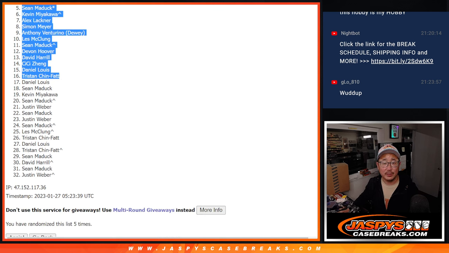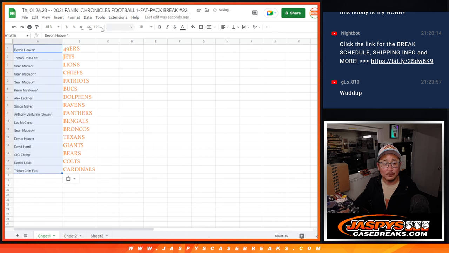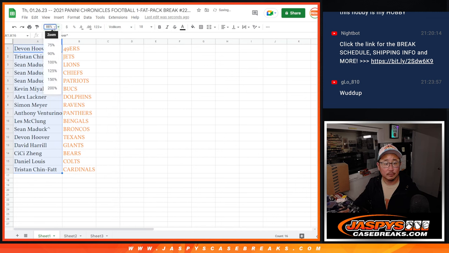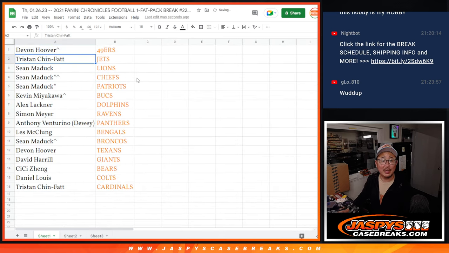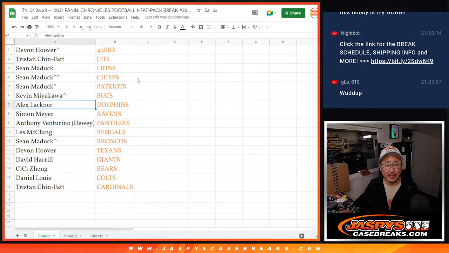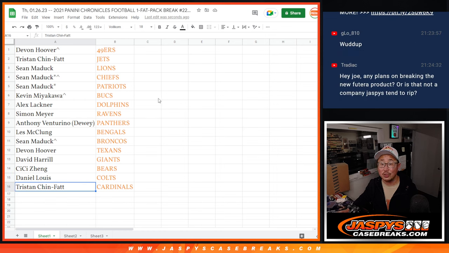After five times, here's how it shakes out. So Devin, you got the Niners, Tristan with the Jets, Sean, Lions, Chiefs, Patriots, Kevin with the Bucks, Alex with the Dolphins, Simon with the Ravens, Anthony with the Panthers, Les with the Bengals, Sean with the Broncos, Devin with the Texans, David with the Giants, CeCe with the Bears, Daniel with the Colts, Tristan with the Cardinals.